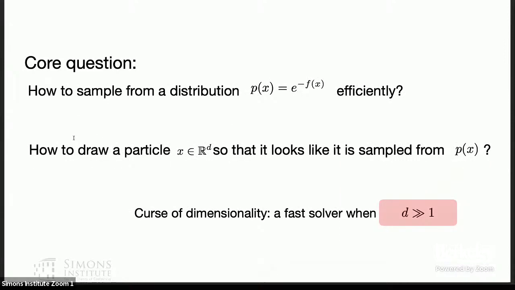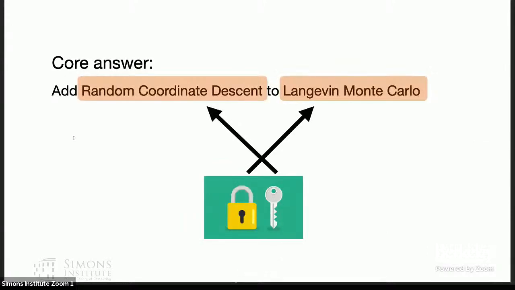Okay, so the core theme of the talk is how do you sample from a distribution function? That's also the core theme of this whole workshop. There are many aspects to look at this problem, and our perspective is to enhance the numerical efficiency when the dimension is high. So in the framework that we have, we are going to incorporate random coordinate descent into Langevin Monte Carlo. In some sense, random coordinate descent is our key to the problem.